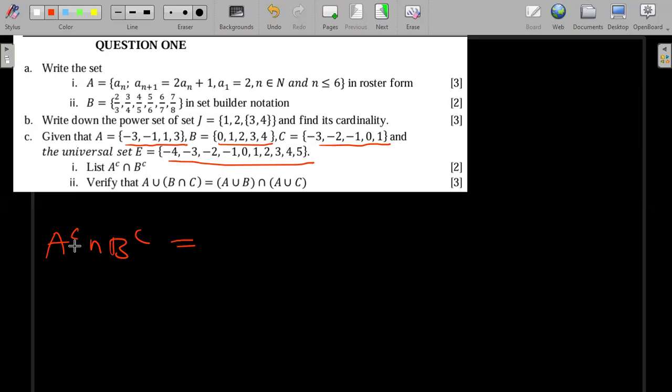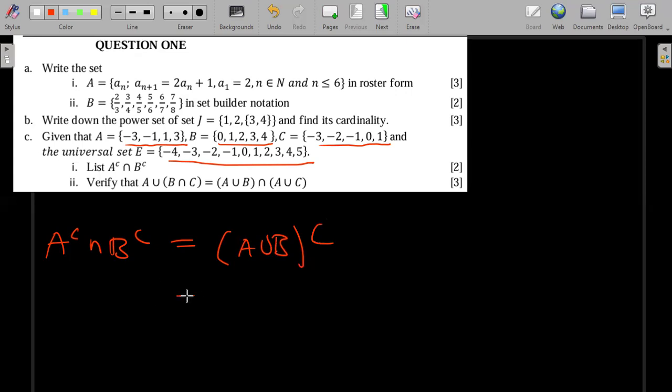The long way is you find the A complement, and then you also find the B complement, and then you intersect them to find your answer. But the short way is just to use De Morgan's laws. We know that A complement intersection B complement is the same as A union B, and then the complement outside, like that, by De Morgan's laws.